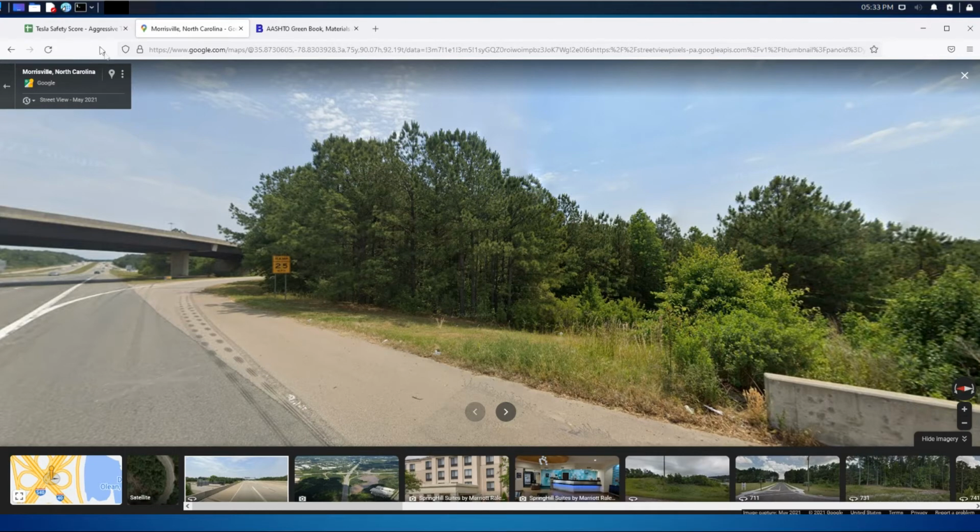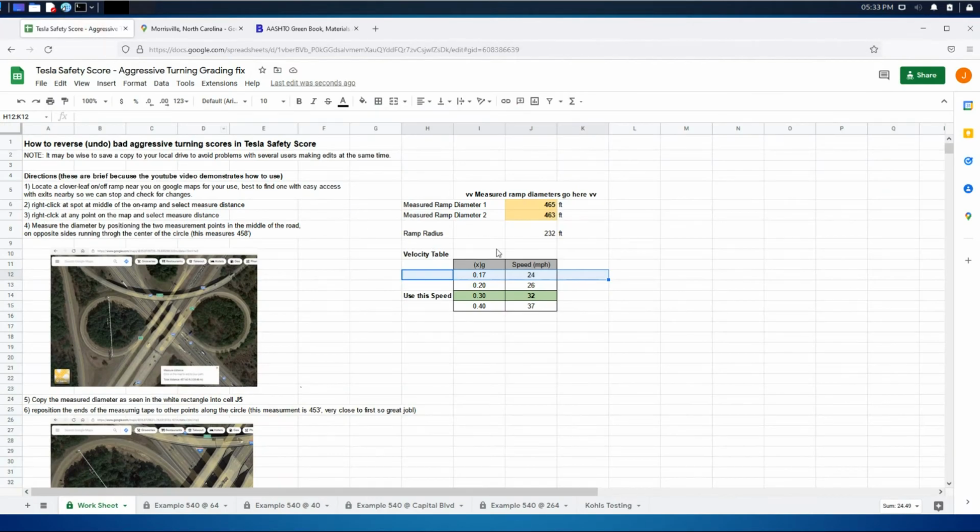Comparing the speed limit to our 0.17G calculated value of 24 miles an hour, we're right where we want to be. So the speed we'll want to use on this ramp is 32 miles an hour, which is our 0.3G value. Notice this is slightly above the posted speed limit, which makes sense, since that was calculated with the 0.17G speed, and we want to be above 0.2Gs.